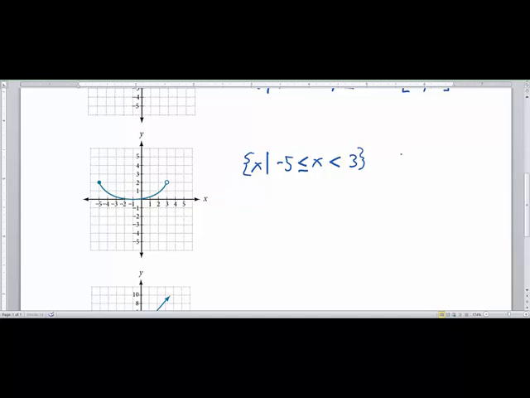Then, what we need is, on this other side here for the interval notation, we're going to go from -5 to 3. The -5 would have a bracket, and the 3 would have a parenthesis.